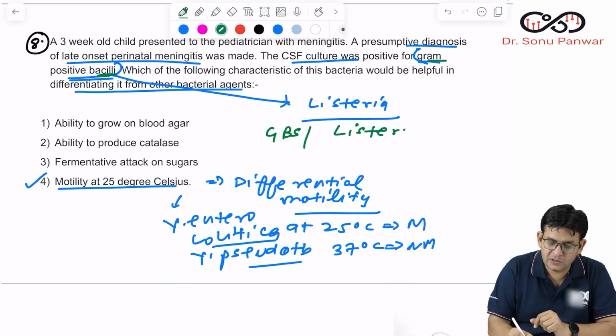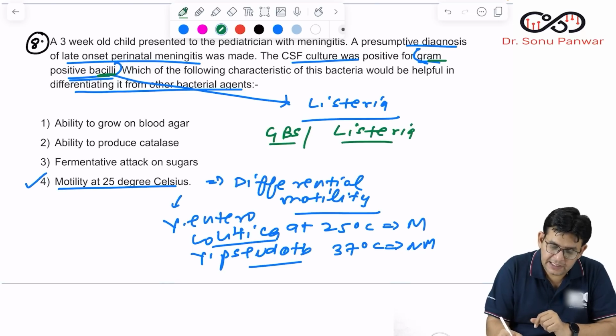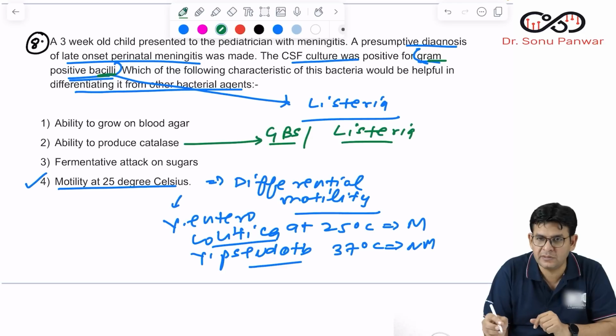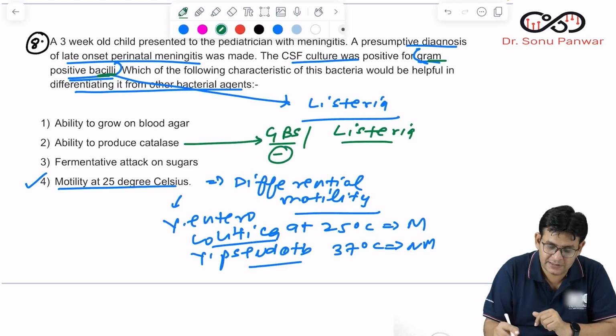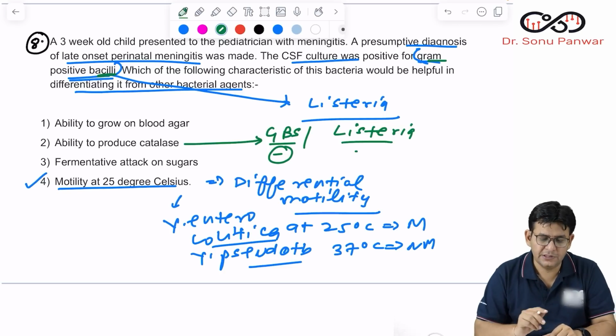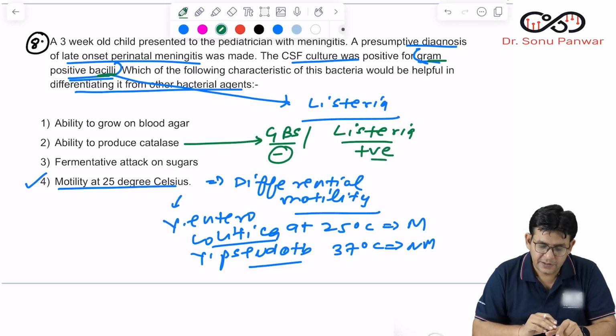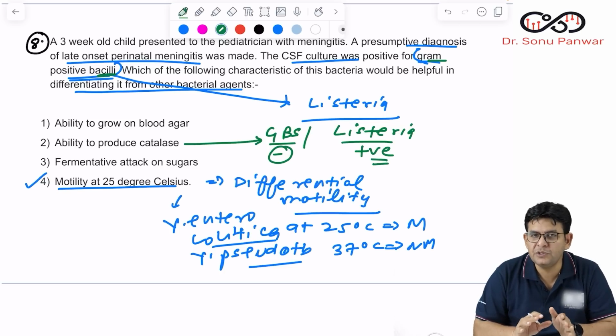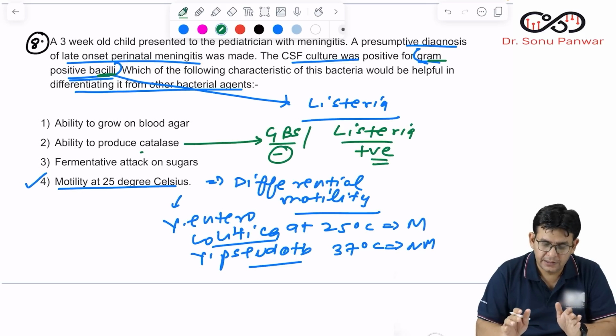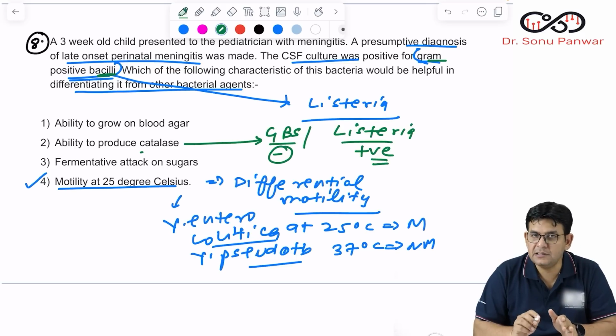Then the best test is to go for catalase, because this is negative in the case of GBS, that is Streptococcus agalactiae. These are catalase negative. Listeria is catalase positive. So if they want to confuse you with GBS and Listeria, then catalase is the reaction. But here it is very clear they are talking about bacilli.